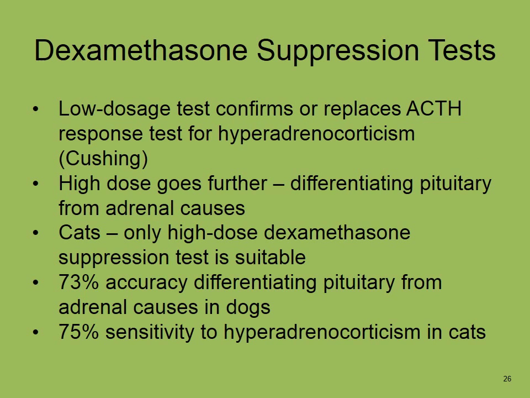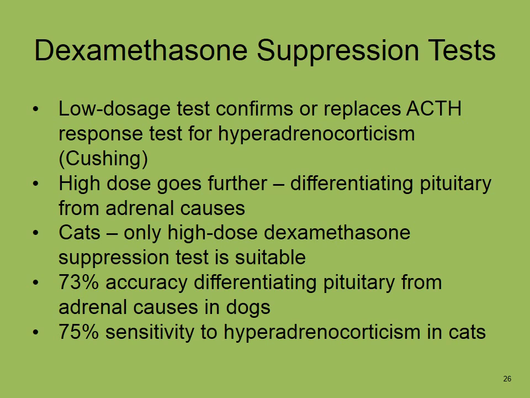Then we have dexamethasone suppression tests. It's a low-dose dex test we use to confirm the results we get with ACTH because, like we said, 80% accurate on dogs, 50% cats. So if our ACTH stim comes back supporting hyper or hypoadrenocorticism, then maybe we'll run the low-dose dex test, especially if we're looking for Cushing's. And we can actually replace the ACTH test with the low-dose dex test.